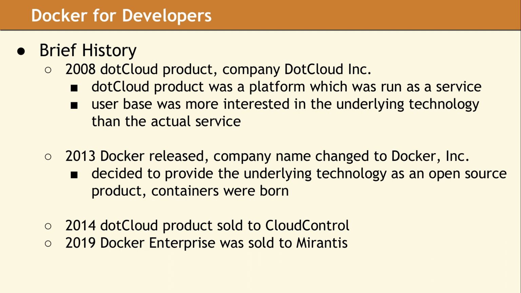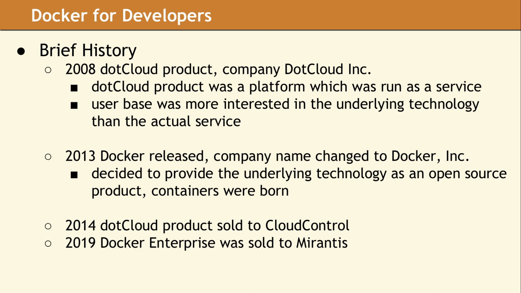Over the next several years, the .cloud company decided to realign their business, and in 2013 they released the Docker project and changed the company name to Docker. They moved from providing a service to offering technology which allows users to set up virtual servers on customer-owned hardware. The following year, the Docker company sold the original service platform to a company called Cloud Control so they could focus entirely on development of the Docker technology.